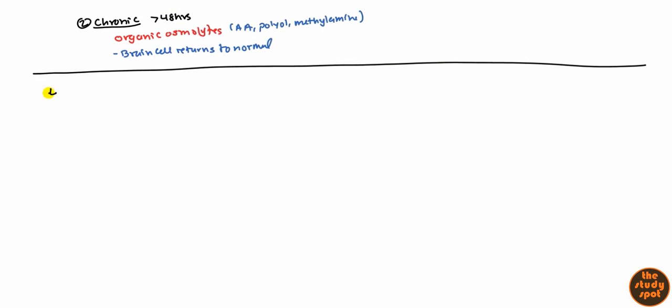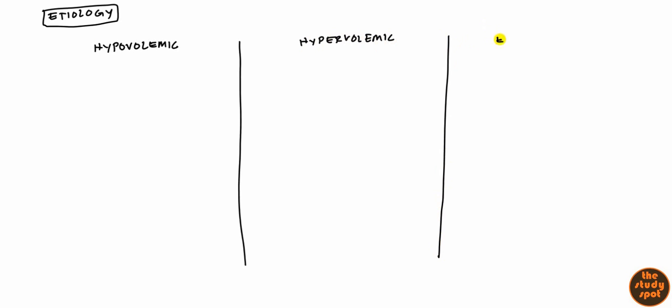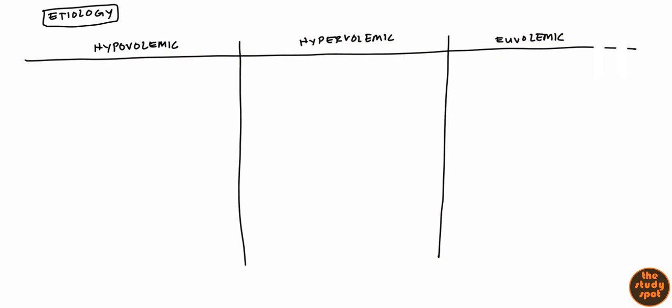So that's the pathophysiology. Let's talk about the various causes. The causes are divided into 3 groups: either hypovolemic, so the patient might be dehydrated; hypervolemic, where they might have too much fluid in their intravascular space; or euvolemic, so they have the normal amount of fluid in the intravascular space.